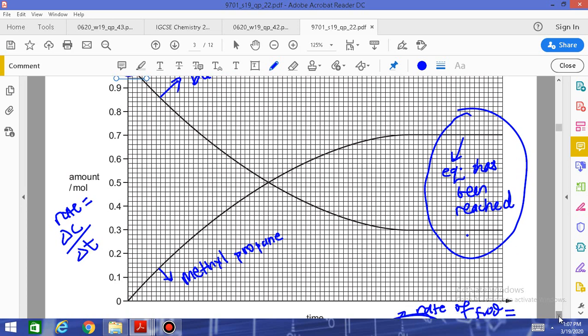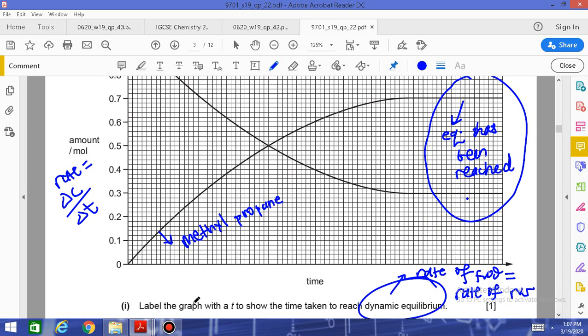But you have to label the graph with a T to show the time taken to reach dynamic equilibrium. So the first point when the equilibrium has been reached is about this one.